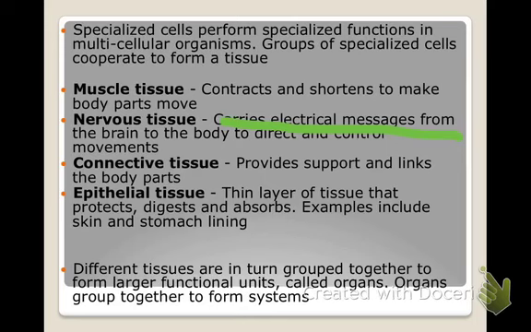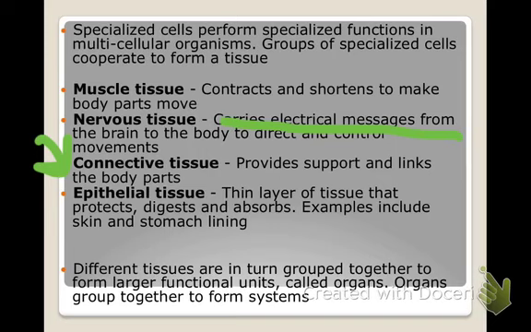Connective tissue provides support and links your body parts. So connective tissue is super important. Otherwise, you wouldn't be able to stand tall. Your skeleton wouldn't stay together. It connects your parts together. And then last but not least is epithelial tissue, and that is all the layers of your skin, and it is also in your stomach lining as well as your intestines. So those are your different types of tissue.